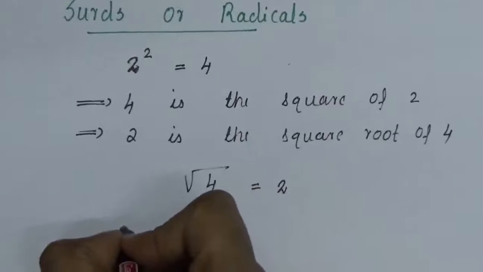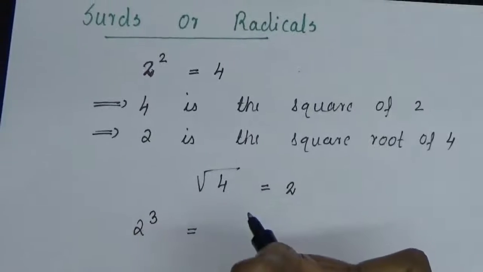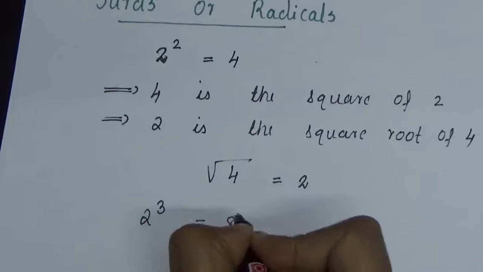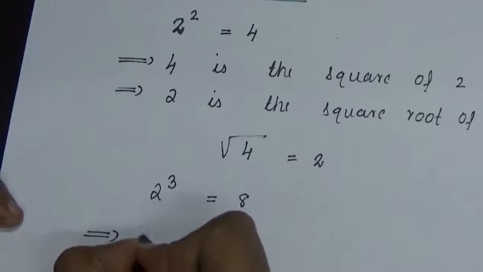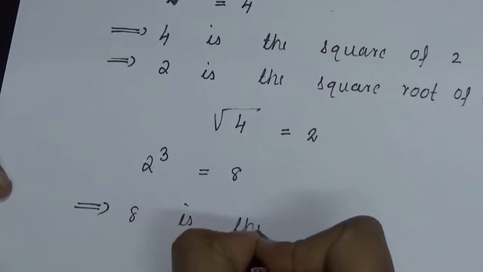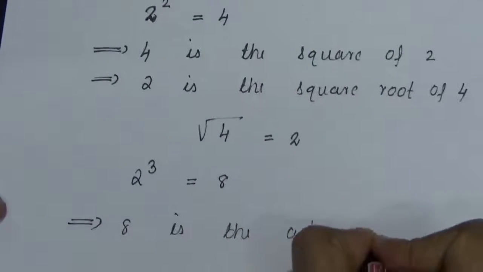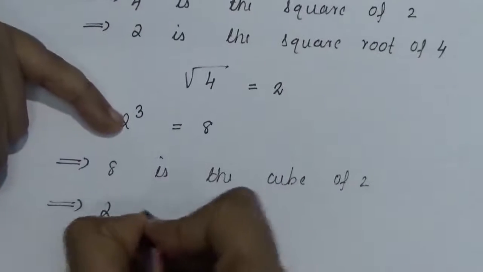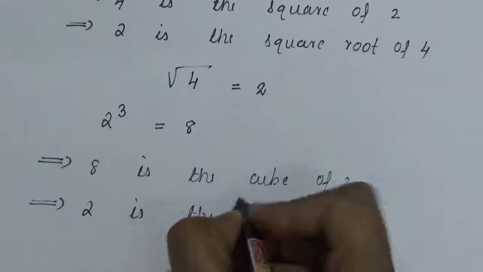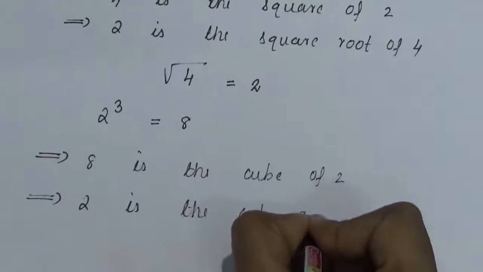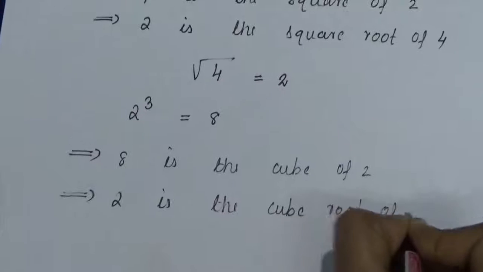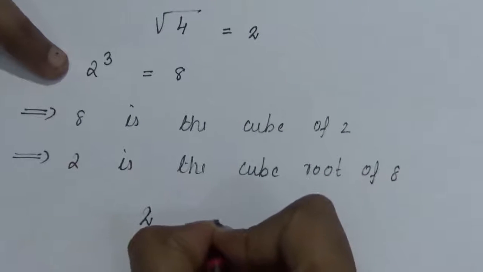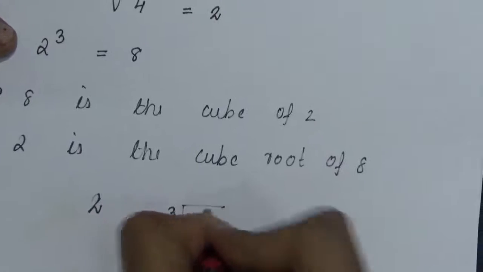Okay? And similarly, 2 cube is equal to what? 2 cube means 2 into 2 into 2. It is 8. So we say this 8 is the cube of 2. So we can say that this 2 is the cube root of 8. Okay, so that is, we write 2 is equal to cube root of 8.